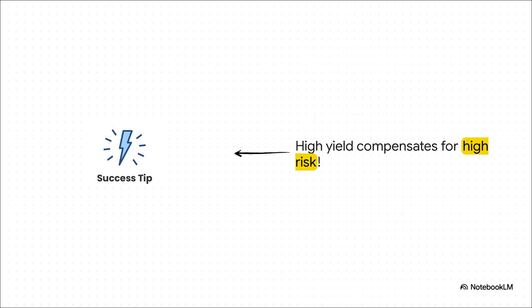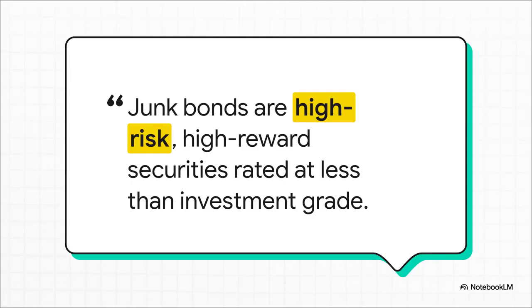That high yield strictly compensates you, the investor, for taking on a substantially higher probability that the company defaults and leaves you with nothing. If you ever catch yourself getting tempted by those sky-high returns on a practice question, just ground yourself in the hard, clinical reality of what these instruments actually are. Quote, junk bonds are high-risk, high-reward securities rated at less than investment grade. That's it. There is absolutely no magic trick to getting high returns safely. The high reward is mathematically required because the underlying asset is inherently risky.